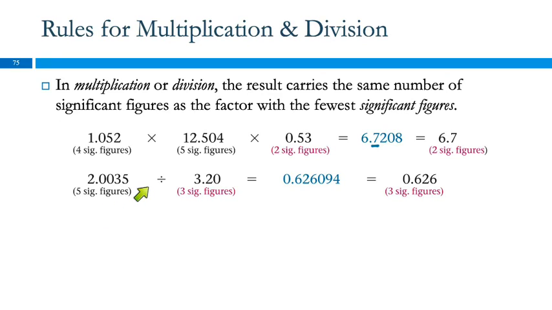Here's another example, one number divided by another. Do it on the calculator, write down what the calculator shows you, then look for sig figs. So here I've got 5 significant figures, and over here I've got 3. That means my answer can only have 3 significant figures. So leading 0 doesn't count. I count 626. Those are 3 digits, and I'm going to round it there. Any questions?